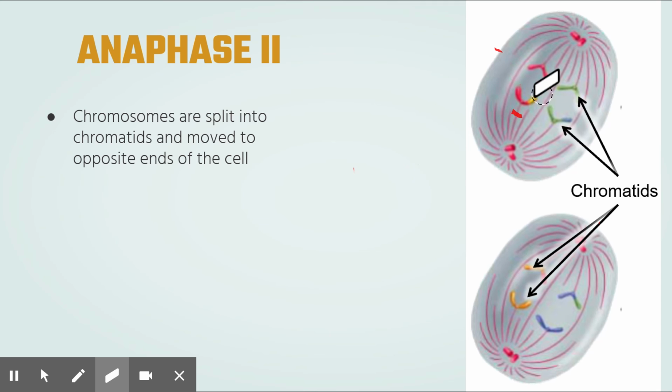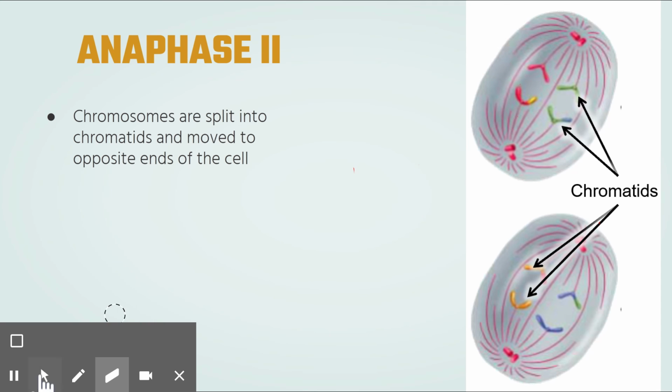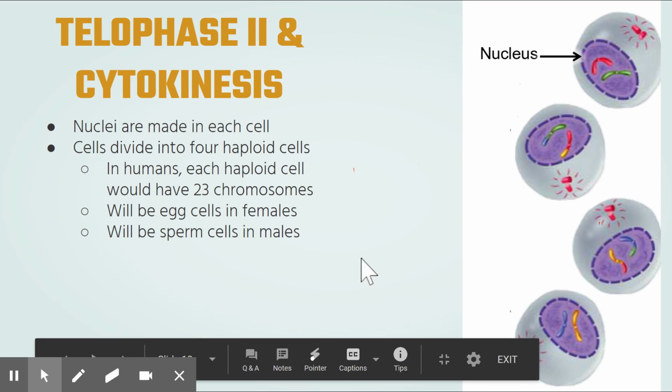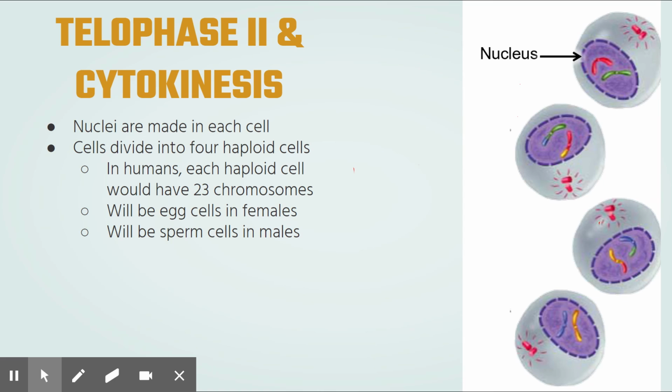The last step of this process of meiosis 2 is telophase 2 and cytokinesis. During telophase 2 and cytokinesis, the nuclei are made in each of the 4 cells. The 2 cells that existed during anaphase 2 are each split, and this results in 4 haploid cells. 4 haploid cells are produced. In humans, each of these haploid cells would have 23 chromosomes.